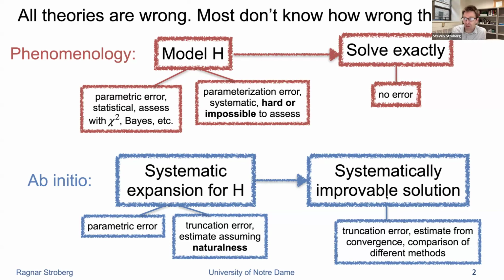And then we have a systematically improvable solution, because in general now we can't solve this thing exactly. So we have truncation error, and we have to estimate that from various sources of all the truncations we made, and go about figuring out what impact that has. But now we have a kind of recipe or a path for assessing all the error bars, and so this is a useful way forward.